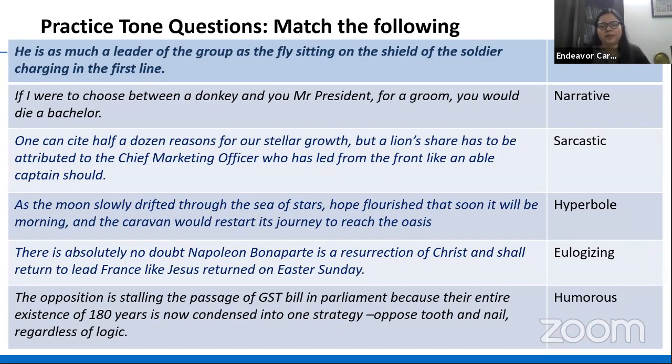Exaggeration of something. Can you exaggerate a person? Or do you praise a person excessively? You can't exaggerate a person. You can exaggerate a situation. And what's the situation we are exaggerating here?